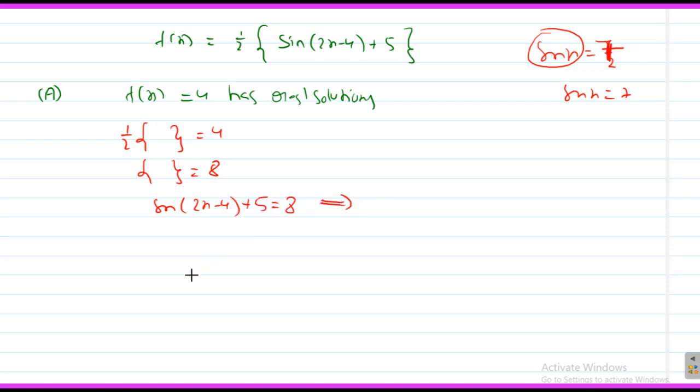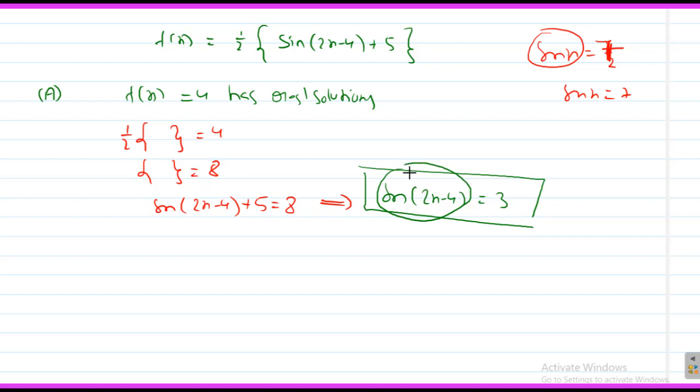What is the meaning of this? Sine of 2x minus 4 equal to 3. So this equation does not have any solution because LHS lies between minus 1 and 1 but RHS is 3. There is no x which satisfies this equation. Means option A is wrong.